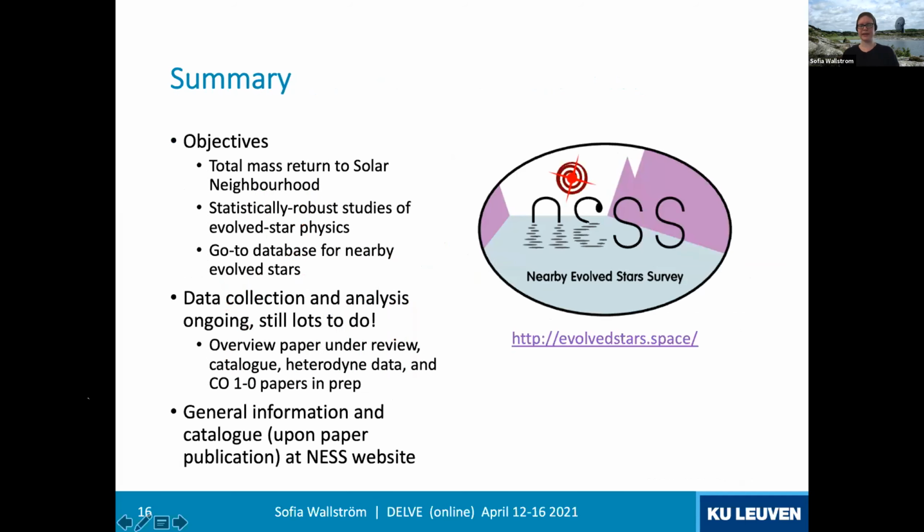So to summarize, the objectives of NESS are to find the total mass return to the solar neighborhood, and also to do statistically robust studies of evolved star physics with our large sample. We hope to become a go-to database for nearby evolved stars. The data collection and analysis is ongoing. There's still a lot to do. We have an overview paper that is currently under review, so hopefully you'll be able to read that soon. There are also catalog, heterodyne data, and CO 1-0 papers in preparation. There is general information, and there will be the catalog published at the NESS website at evolvedstars.space as papers are published. Thank you.